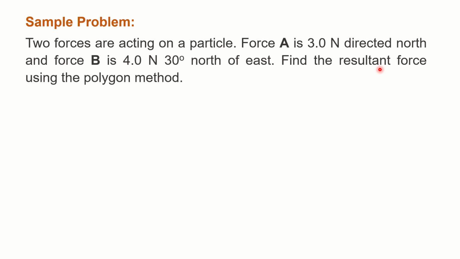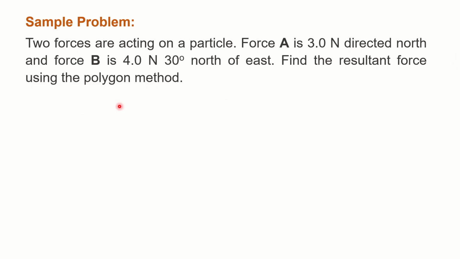Let us answer our sample problem. This problem is the same as the problem used in the parallelogram method. We have two forces acting on a particle. Force A is 3 newtons directed north, and force B is 4 newtons directed 30 degrees north of east. Find the resultant force using the polygon method.